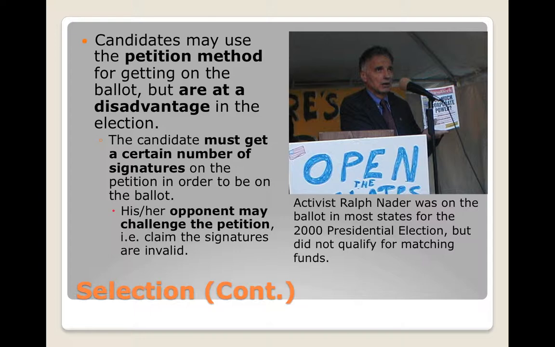Ralph Nader was on the ballot in most states for the 2000 presidential election, but did not qualify for matching funds. He had an uphill fight. Some people believe that he drew votes away from Al Gore in Florida and caused Bush to win the election by getting Florida's electoral votes.